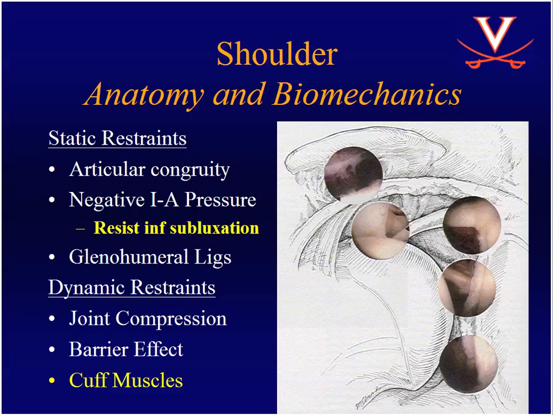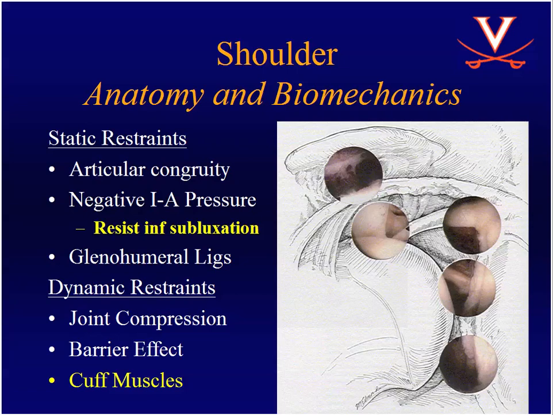Well, we know the static restraints then are the articular congruity, the negative intra-articular pressure, and what that means is if you take an 11 blade and poke it into the capsule, the humeral head will sublux inferiorly. That's because there's a negative intra-articular pressure that maintains the glenohumeral orientation. It's the same reason when you have a fracture sometimes you'll see that the humerus depresses inferiorly. That's because the pressure has been released.